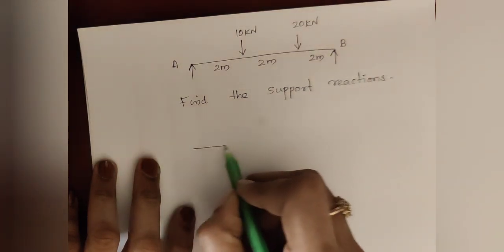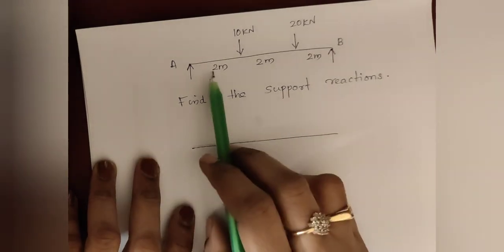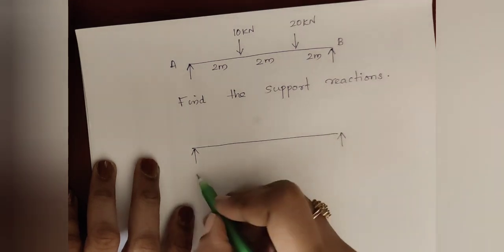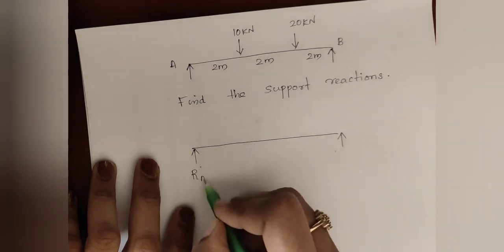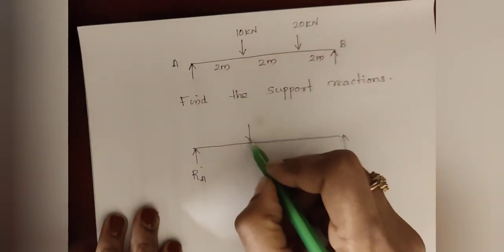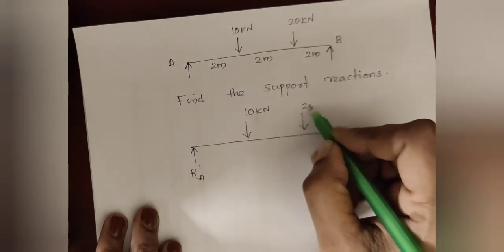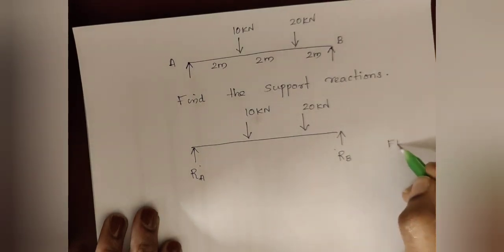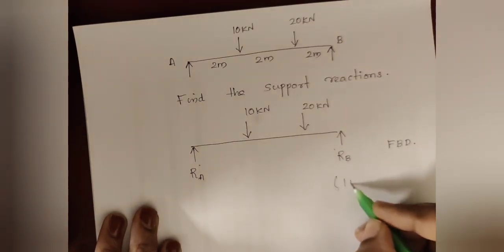So now the first step is you have to draw the free body diagram. The free body diagram for a beam with a simple support is the same as that of the question. So here these are the two reactions. You have to mark the reaction as RA, and here the reaction as RB. Now the loads acting are 10 kilonewton and 20 kilonewton. So this represents the free body diagram. This is a 3-mark question, so 1 mark for this diagram.